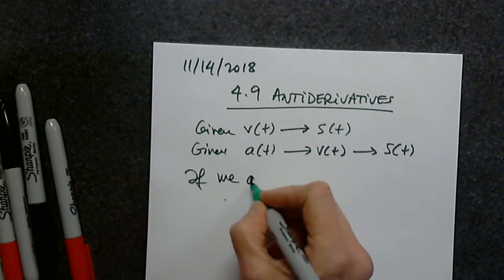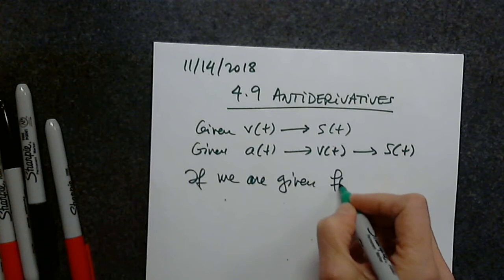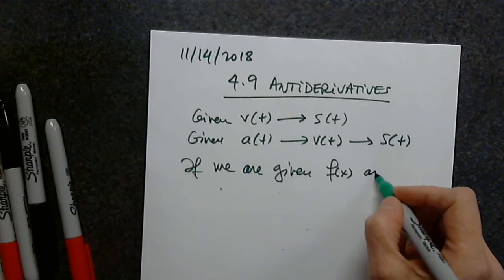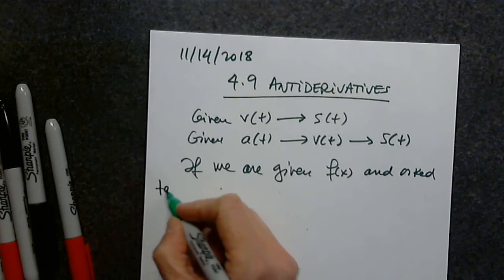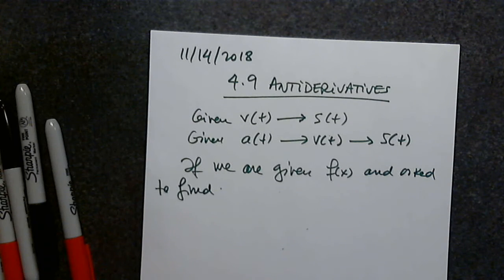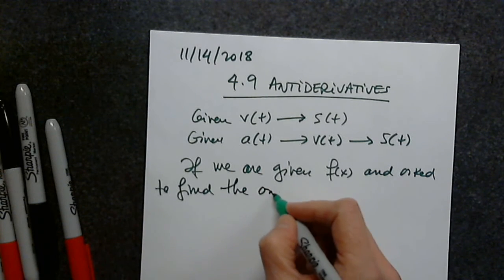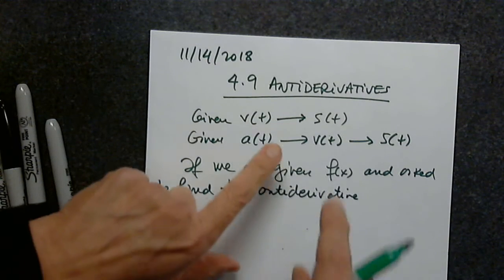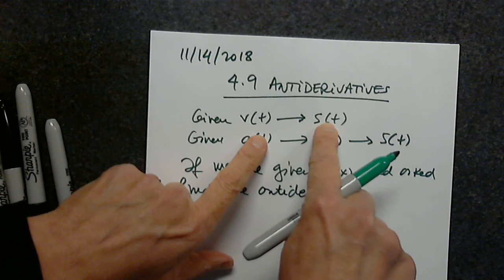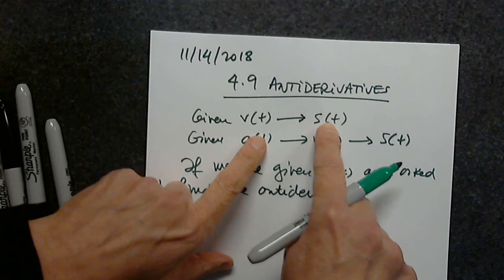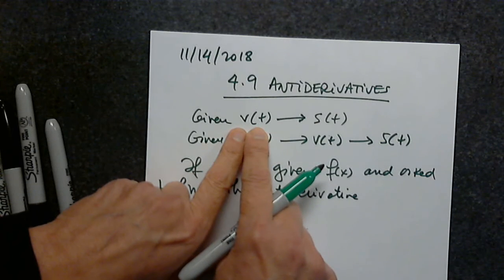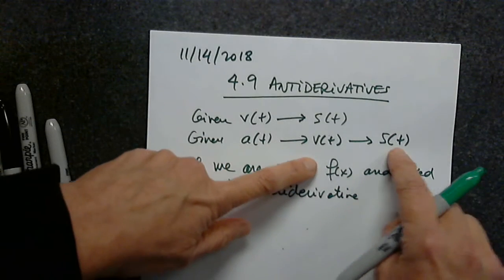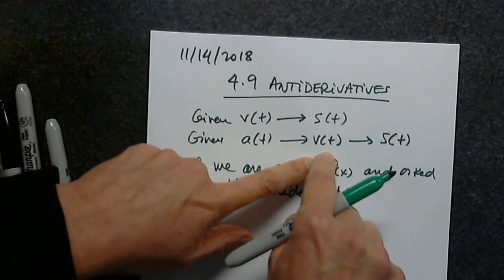If we are given f of x and asked to find what is called the antiderivative, so one more time before we continue, this function s of t is the antiderivative of v of t. This function is the antiderivative of a of t. This function is the antiderivative of v of t.